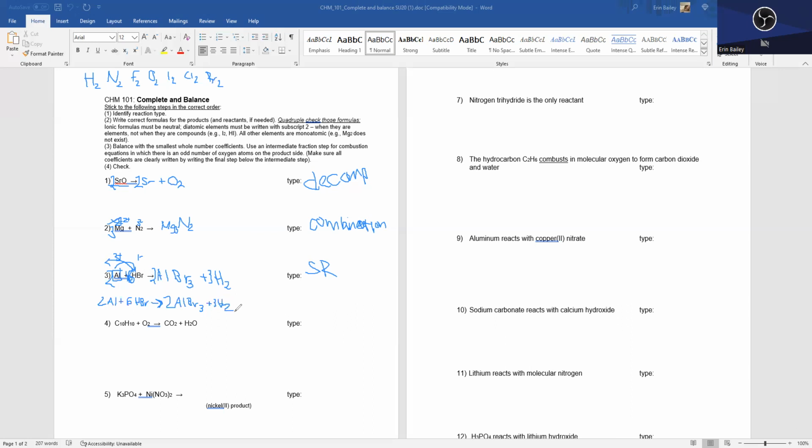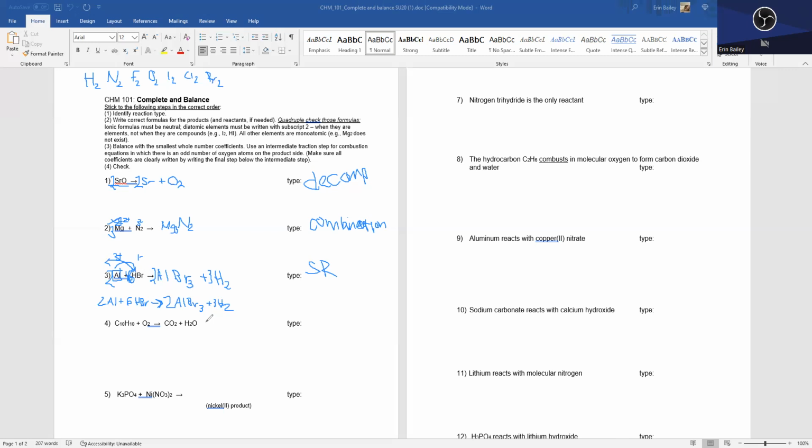3H2. All right. There's going to have to be 2 aluminum atoms that come in contact with 6 hydrobromine atoms to create 2 atoms of aluminum bromine plus 3 atoms of hydrogen gas.